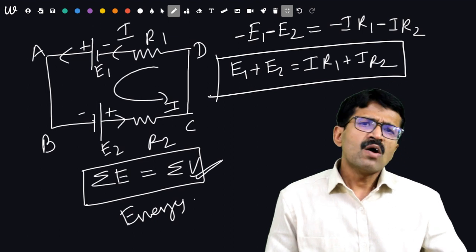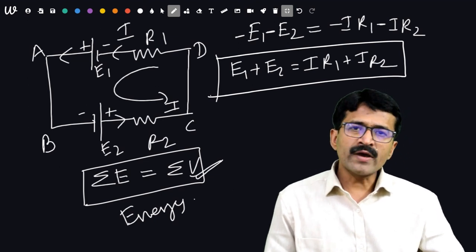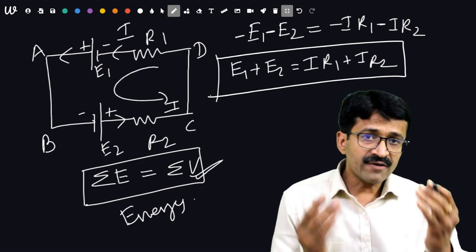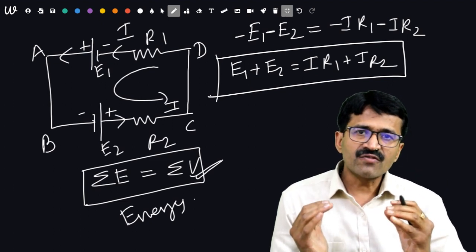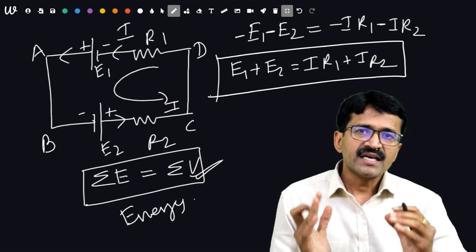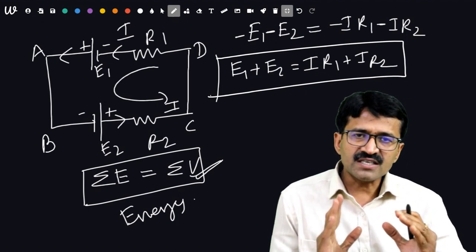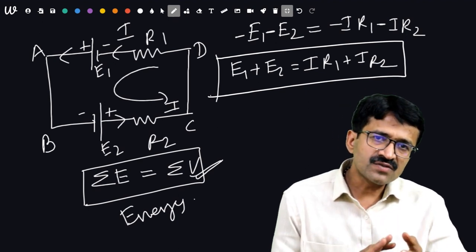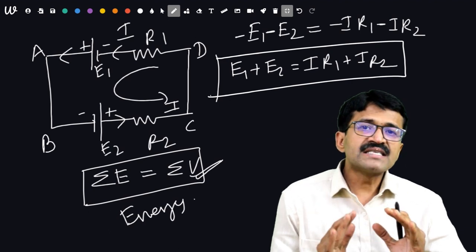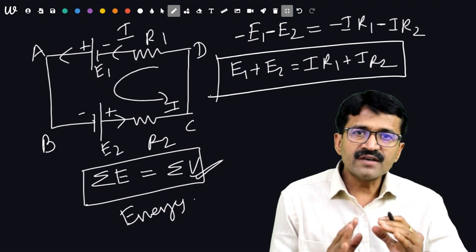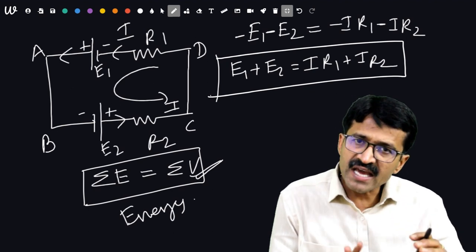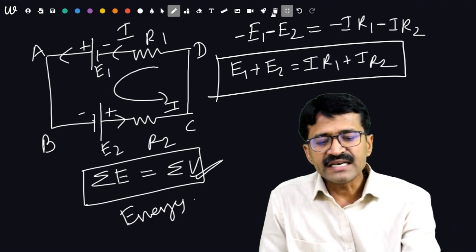The question arises, when there is no EMF source present, what happens? If an EMF source is not present, then take the algebraic sum of EMFs to be 0, but the algebraic sum of potential differences will be there. So we can say that as a result, in a particular loop, the potential difference across the resistances will be 0 taken in sum.